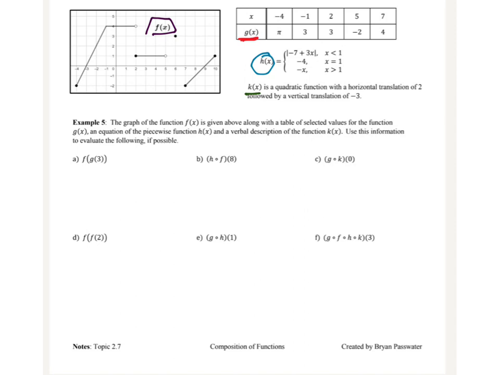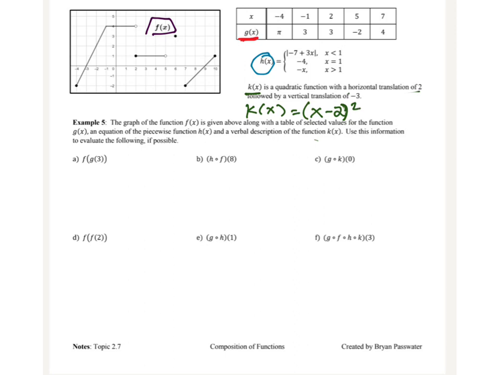It says k of x is a quadratic function with a horizontal translation of 2 and a vertical translation of -3. So can we write the equation for k of x? It's quadratic. It has a horizontal translation of 2. Inside parentheses, x minus 2, and then we put it to the second power so we square it and make it quadratic.